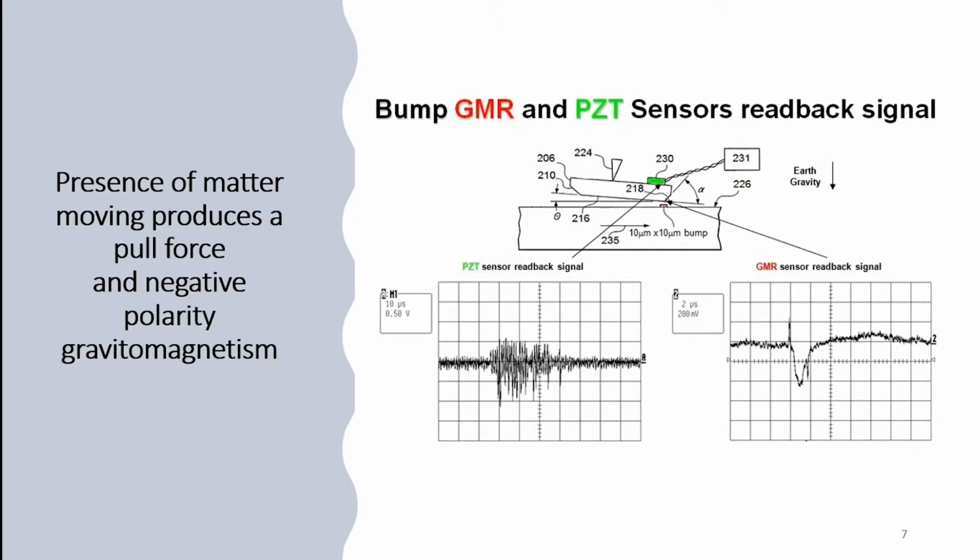So on the bottom left is the readback signal from the piezoelectric sensor, and you can see as the bump spins under the GMR sensor, or the head slider in this case, it actually physically pulls it down. And when it goes by it's kind of like a spring. It goes like boing, like that. And that way we can tell that's actually a pull force. And that goes with the negative polarity gravitomagnetism.